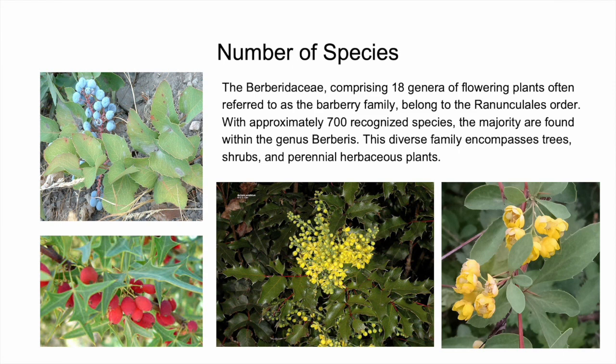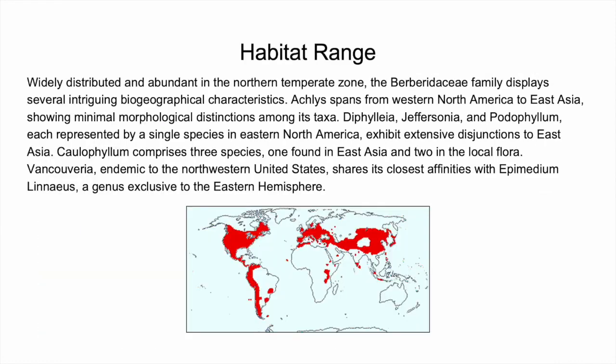This is a diverse family and encompasses trees, shrubs, perennial herbaceous plants, as we saw from the family characteristics. So with the diverse number of species within this family, we also see a wide distribution across the globe. It's found in North and South America, Africa, and Asia, but is particularly abundant in the northern temperate zones.